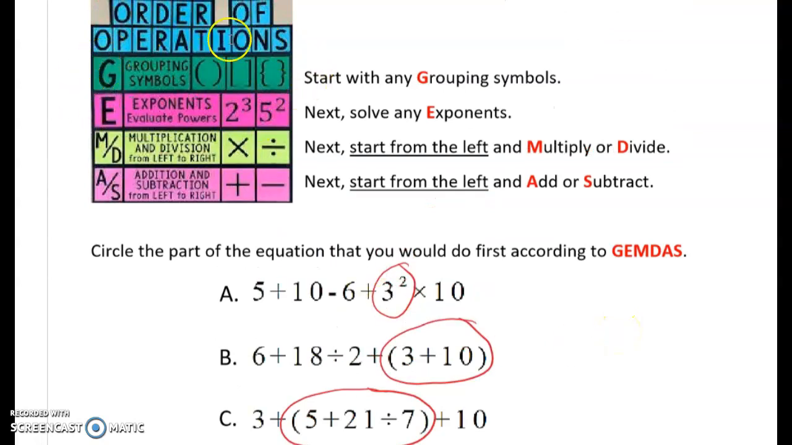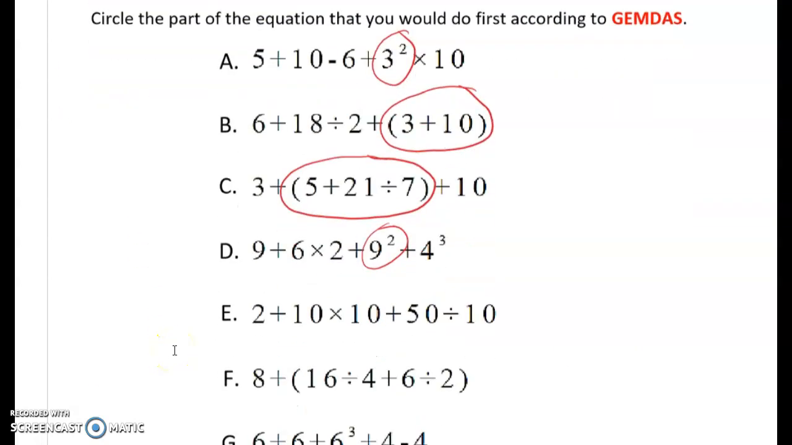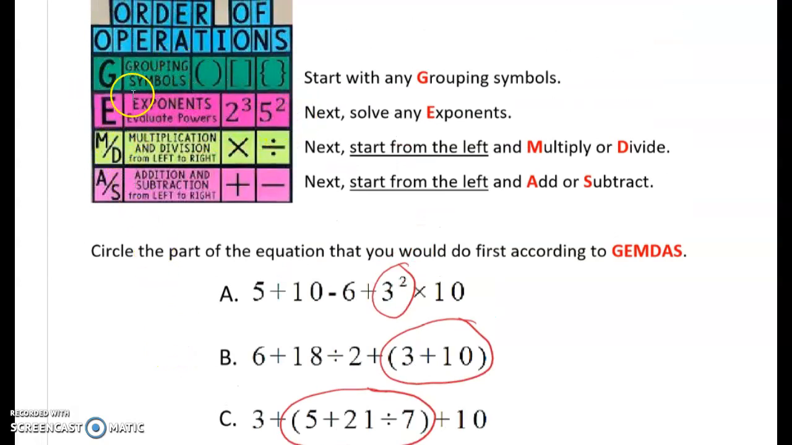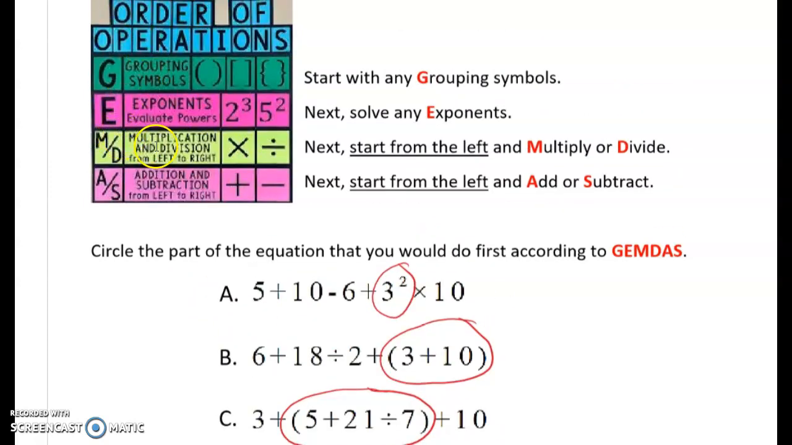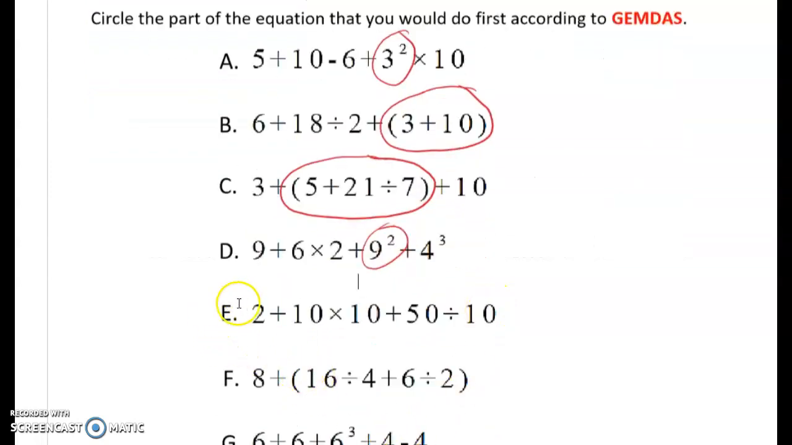All right, E, I'm going to look again. Do I have any grouping symbols? I do not. Do I have any exponents? I do not. So now I need to look. Do I have any multiplication or division? And remember, it doesn't matter which one comes first, but we must work from left to right. So if I look here, I see addition as an operation, and then the next thing I see is multiplication. Okay, that's working from left to right. So the multiplication is going to be the first thing I do. I'm going to circle that.